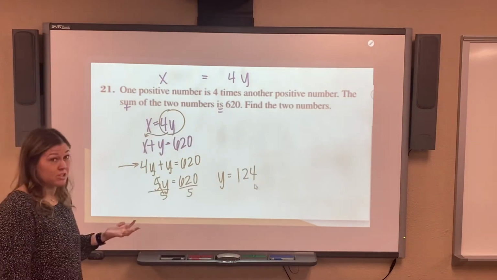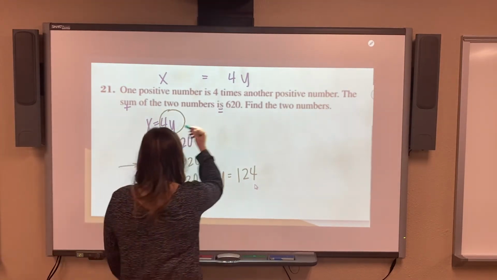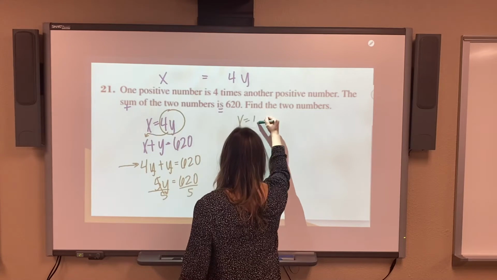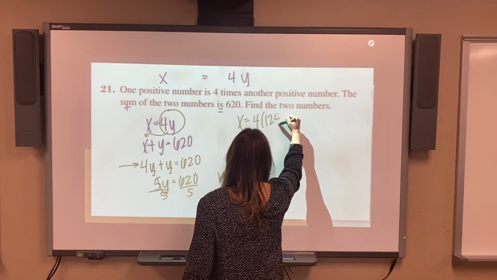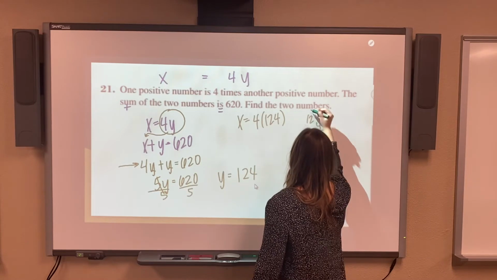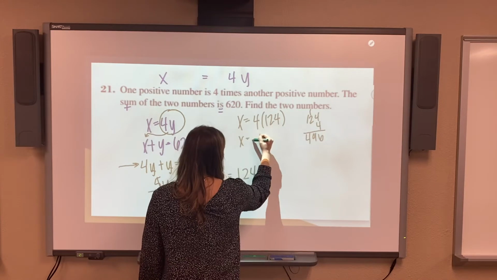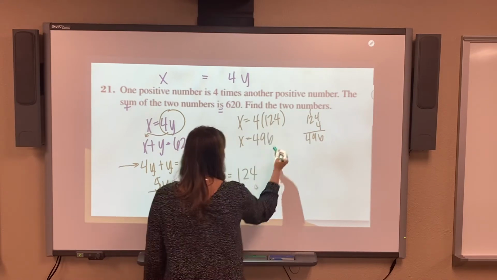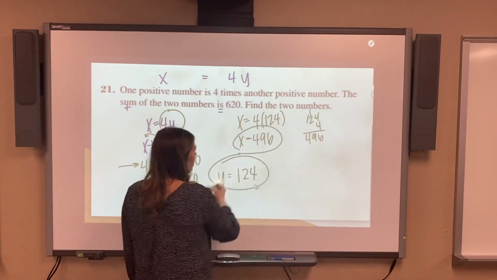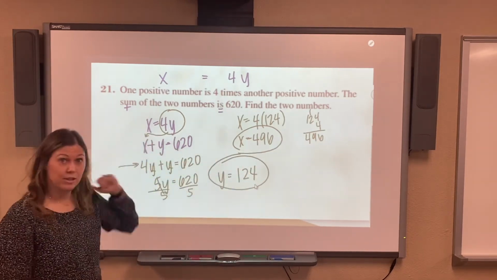Okay, and now we just need to solve for x. You can plug it into either one of those. I'm going to do the top one. So x equals 4 times 124. 124 times 4 is 496. So x equals 496. So there's x and there's y. Another way you can check it is if you add them together, you should get 620.